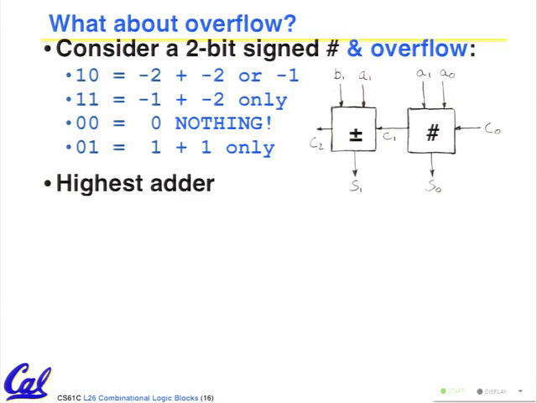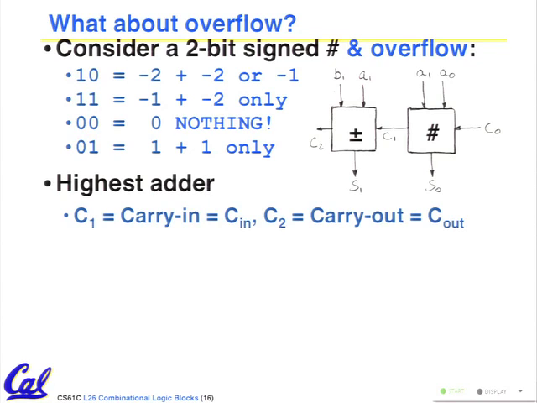All right. So now, looking at the highest adder, we're going to call C1 carry in and C2 carry out. We're looking at this last guy. Because the cool thing is, by looking at this 2-bit guy, it's going to be the same property for the highest 1-bit adder of the 32-bit number. So whatever we conclude here will be the same conclusion that holds for our 32-bit guy. Okay? So now, let's look at it.